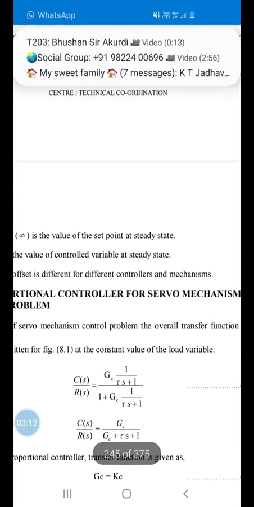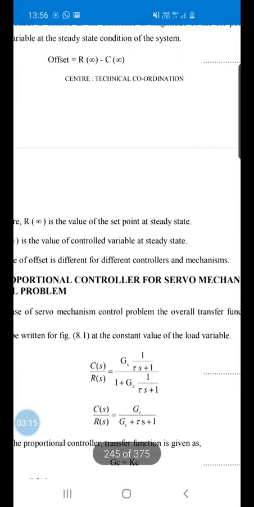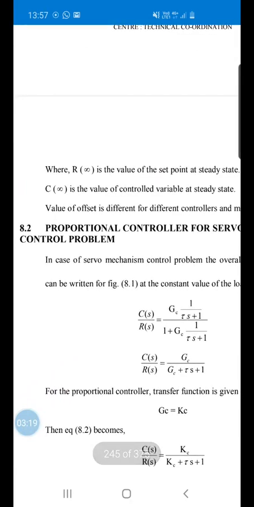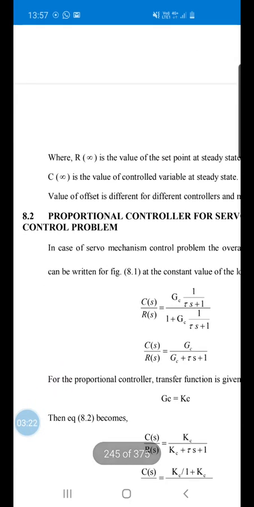This value of offset is different for different controllers and their mechanisms. So as you know, offset is different for different controllers. The objective of this chapter is to find out what will be the offset for proportional controller and proportional integral controller. Only these two controllers are in your syllabus, except PD and PID controllers. The derivations have been solved in the notebook, but they are not in the syllabus.